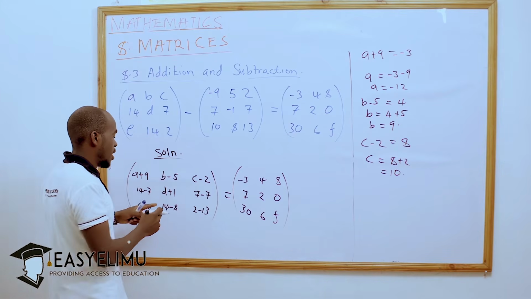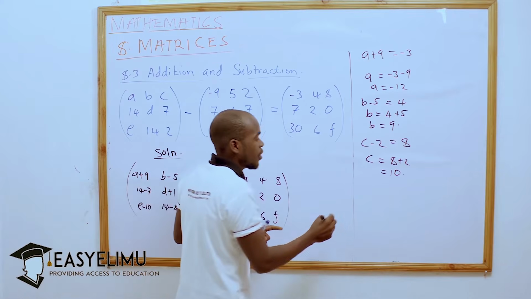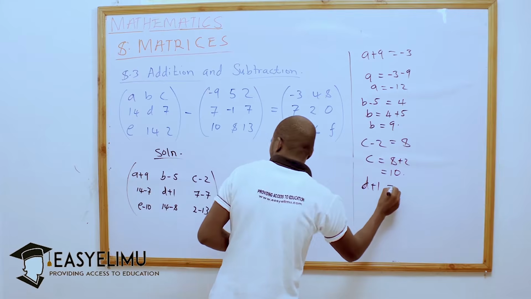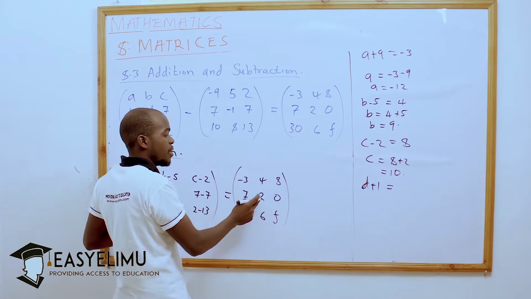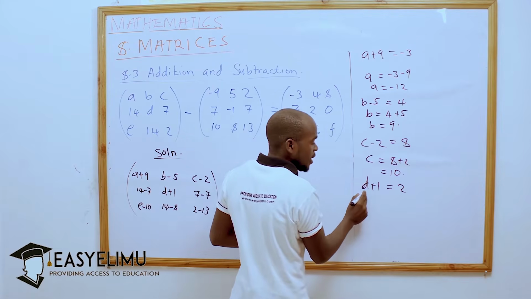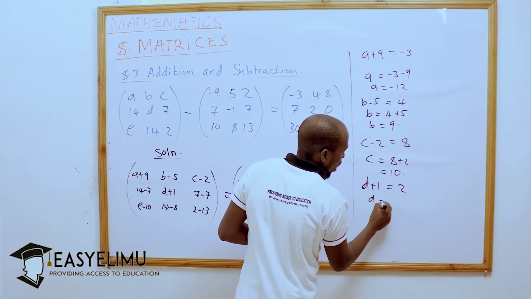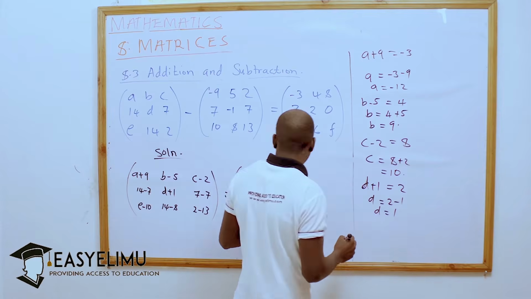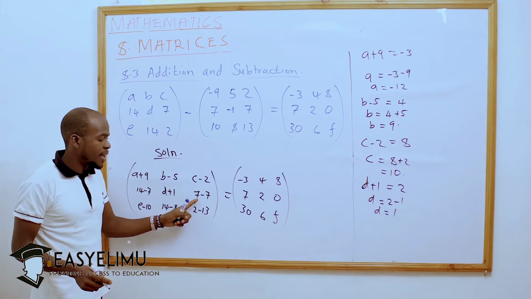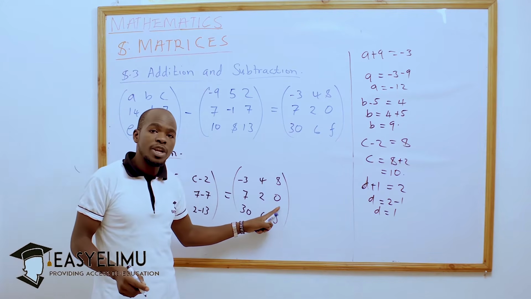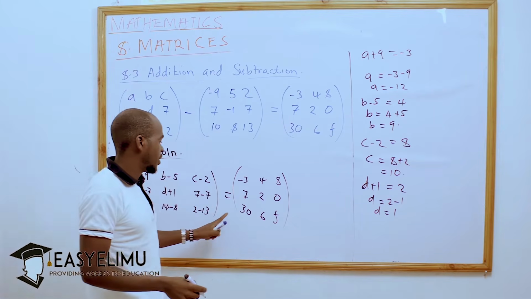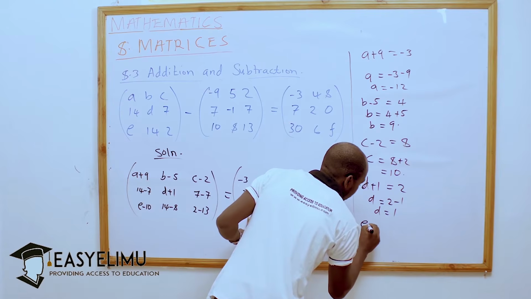That's okay. D plus 1 is equal to the corresponding element, which is 2. So if we need D, subtract 1 from both sides, and we shall find D is equal to 1. So the same applies. 7 minus 7, corresponding element is 0. E minus 10 is equal to corresponding element, which is 30.